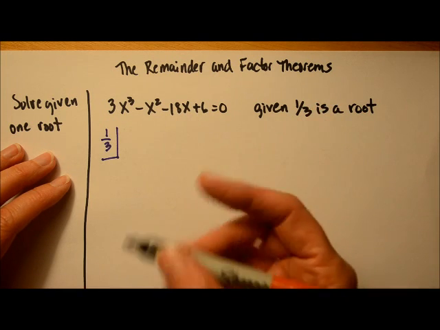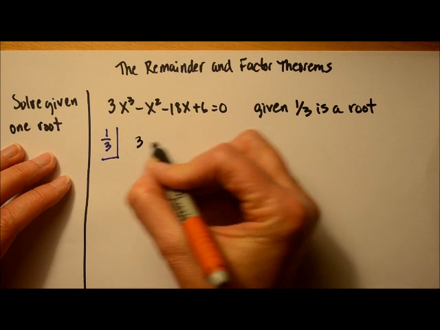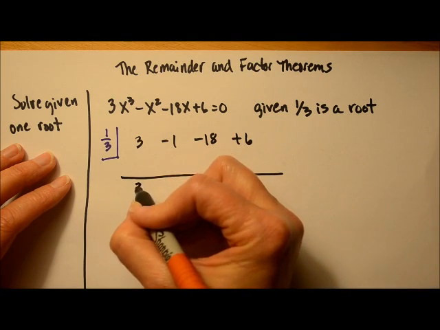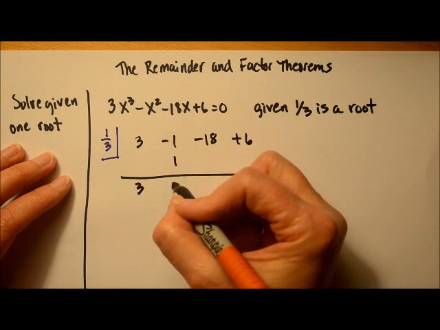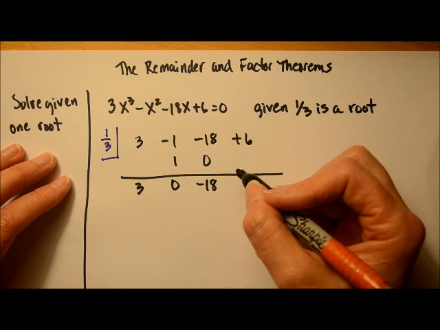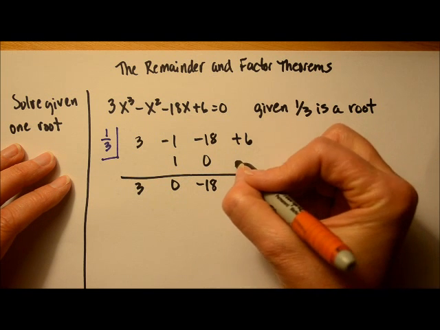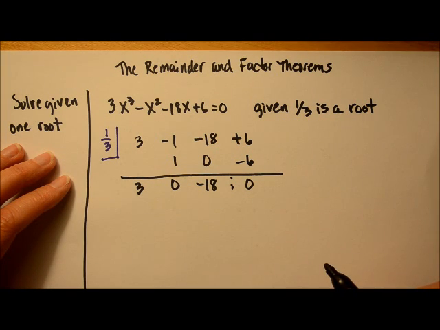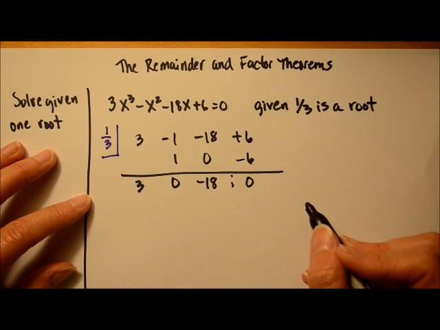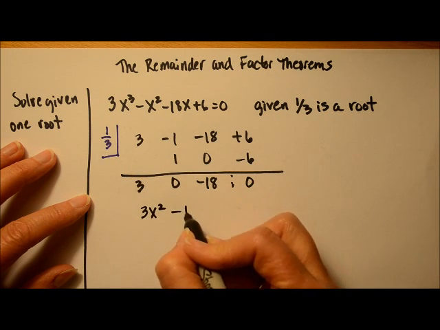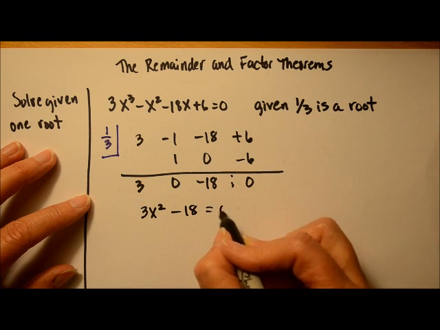x squared, something squared. So I'm going to say 3 minus 1 minus 18 plus 6. Bring down the 3. 3 times 1/3 is 1. Negative 1 plus 1 is 0. 0 times 1/3 is 0. Negative 18. Negative 18 times 1/3, well, 18 divided by 3 is 6, and it's going to be negative, so negative 6. There is my remainder, it is 0. Now, if you get a remainder that's not 0, then this process is pretty much over. You can't do it. So what I have here is x cubed going to 3x squared minus 18, because it's the 0x, equals 0.